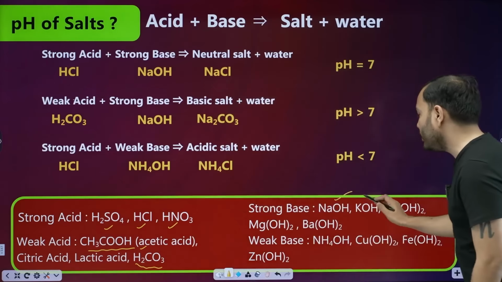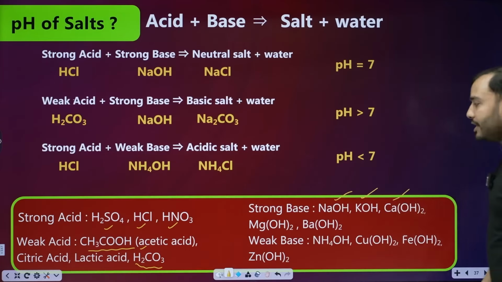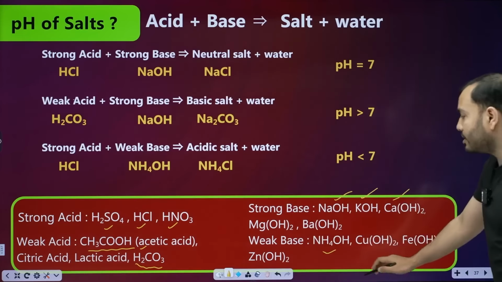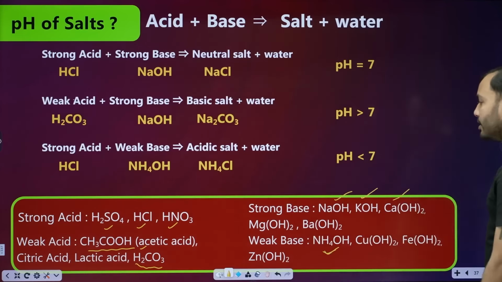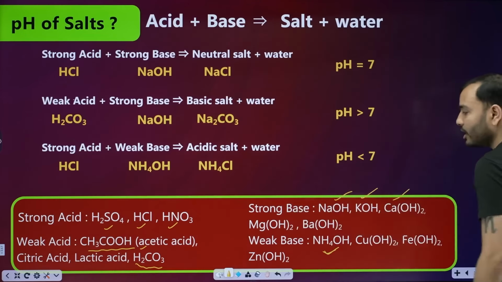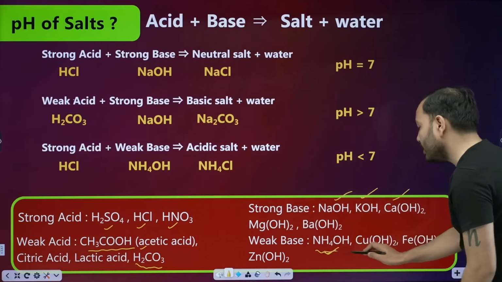In bases, strong bases are NaOH, KOH, and calcium hydroxide. And if I talk about weak base, then ammonium hydroxide. Just remember this, weak: ammonium hydroxide. Strong bases: NaOH, KOH, calcium hydroxide, and magnesium and barium there too. In weak bases, you have to keep ammonium hydroxide, copper hydroxide. These are weak. If you learn the strong ones, you will learn the weak ones automatically.